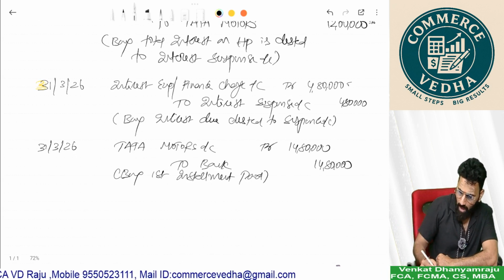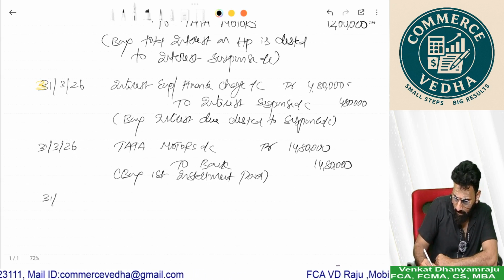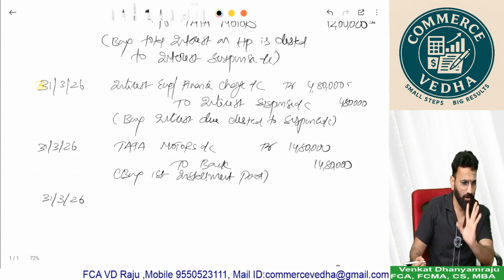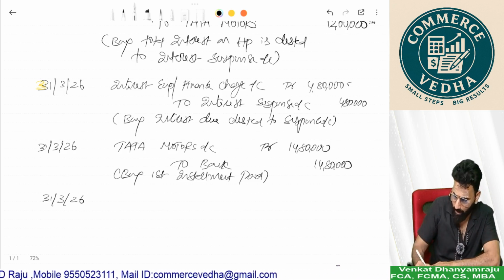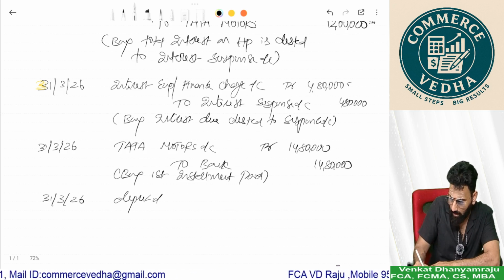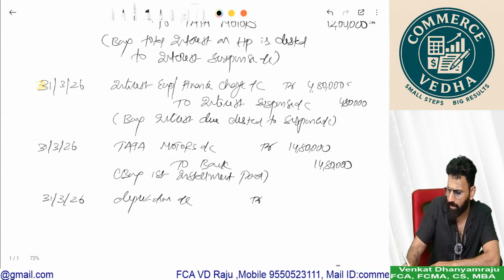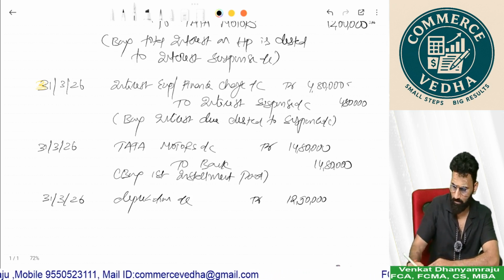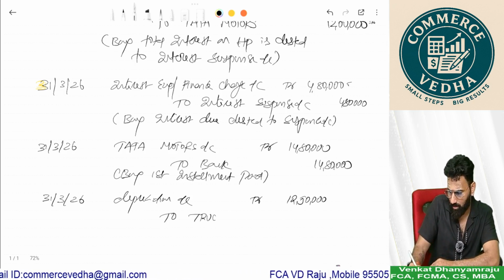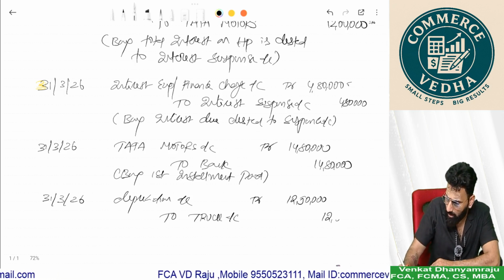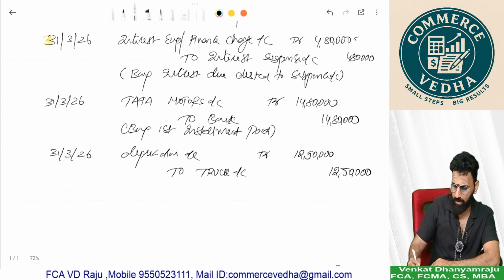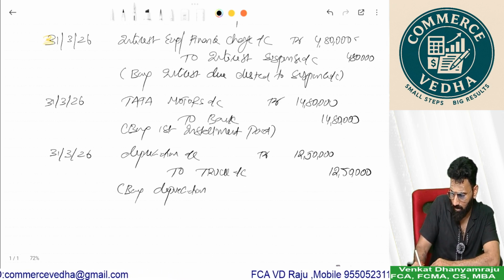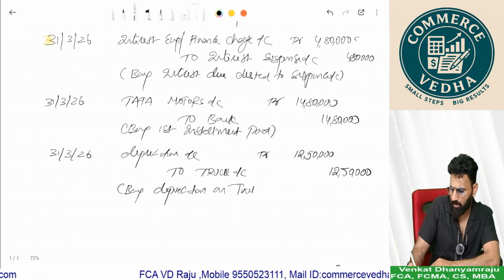And at the end of first year, depreciation, assume the life again as 4 years. So without scrap, I'll write depreciation account debit 12 lakhs 50,000, 50 lakhs by 4, to truck account 12 lakh 50, being depreciation on truck accounted.